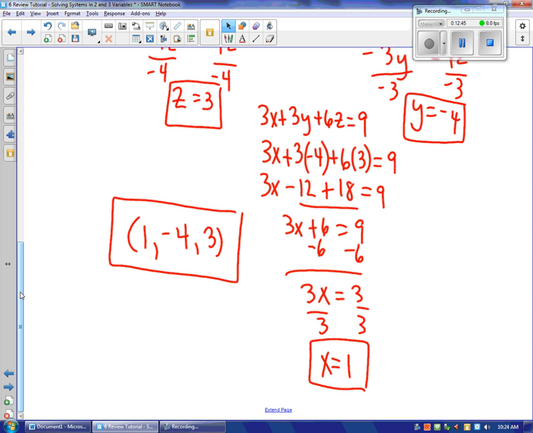Stay tuned for solving systems using matrices.